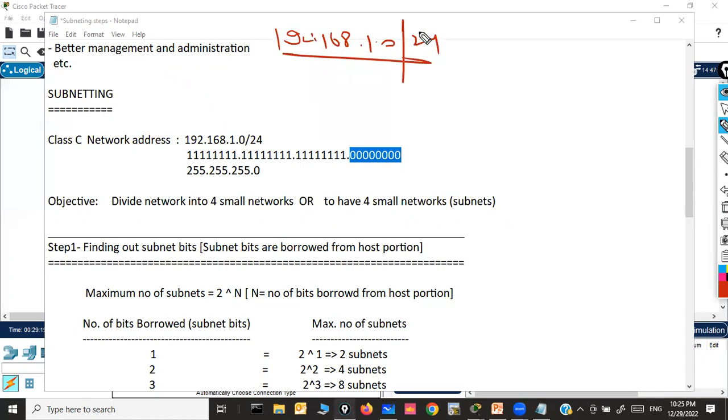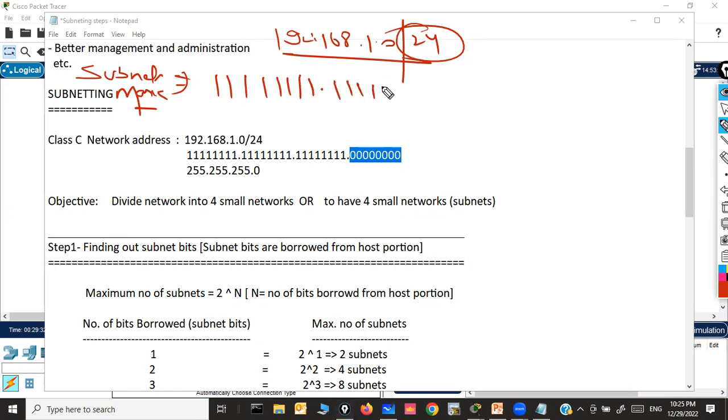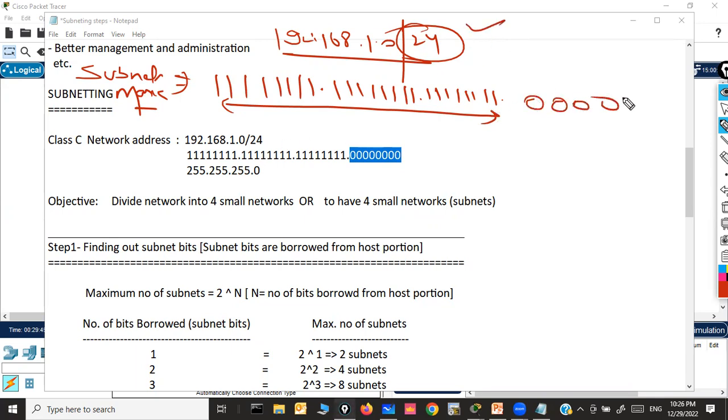If the network address is 192.168.1.0/24, then /24 means that if I write the subnet mask in expanded form, it is 255.255.255.0, which is 24 ones. But as we know, an IP address is 32 bits, so the remaining zeros, though not mentioned here, are 8 zeros. So now we can borrow from here.